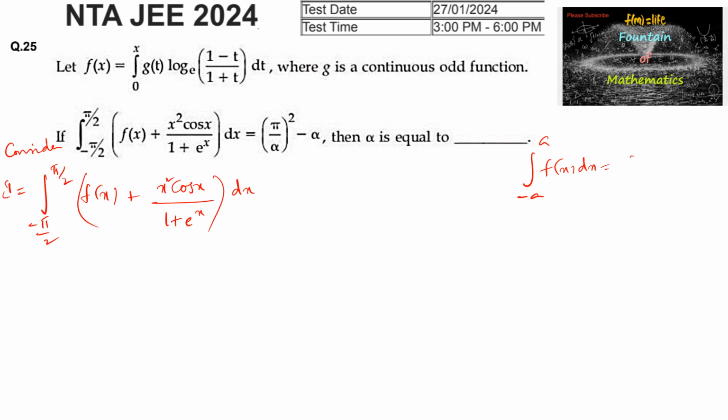the integral from minus a to a of f of minus x dx, or we can also use the property that the integral from a to b of f of x dx is equal to the integral of f of a plus b minus x dx. Since here the limits are minus pi by 2 to plus pi by 2, we can write f of pi by 2 minus pi by 2 minus x, that is f of negative x dx.